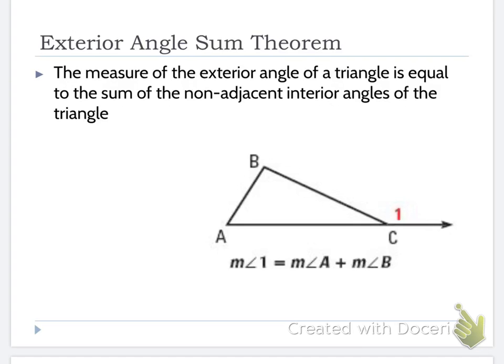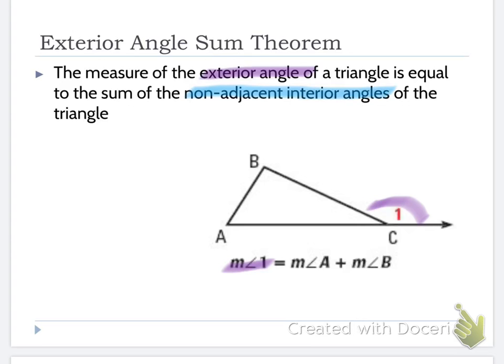So what does that mean? Here we have non-adjacent. Remember, adjacent means right next to, so these are going to be angles that are not right next to the exterior angle. If you can see in this illustration, the exterior angle is here, angle 1, or the measure of angle 1. Then we have what they call the non-adjacent interior angles. That's basically the angles that are not touching angle 1.